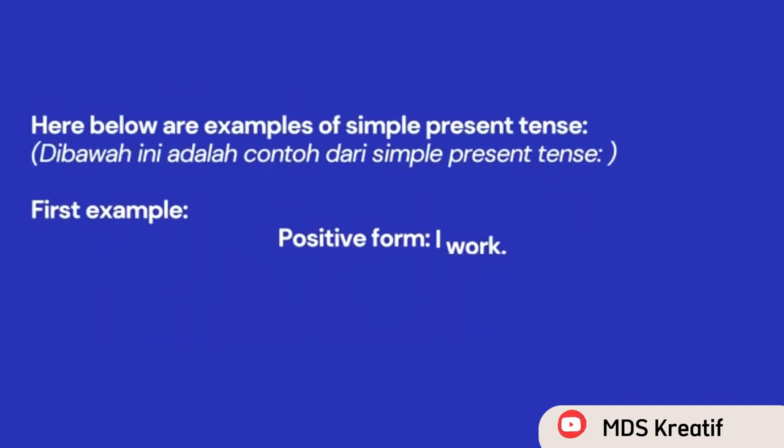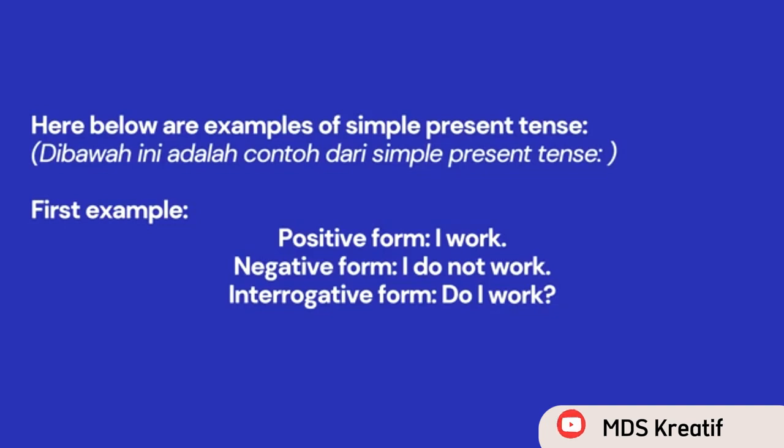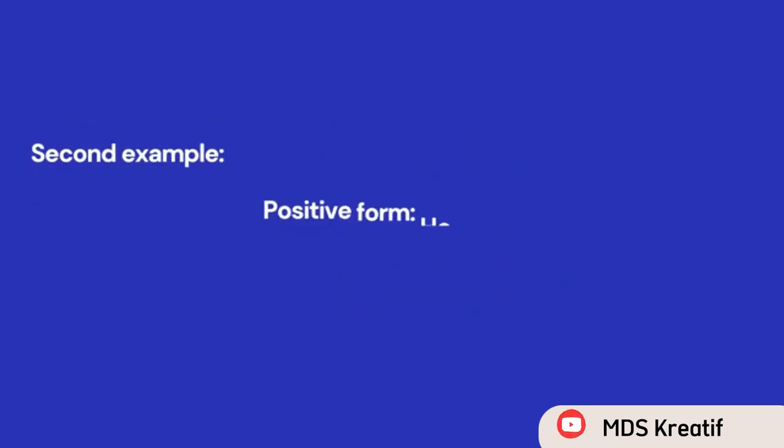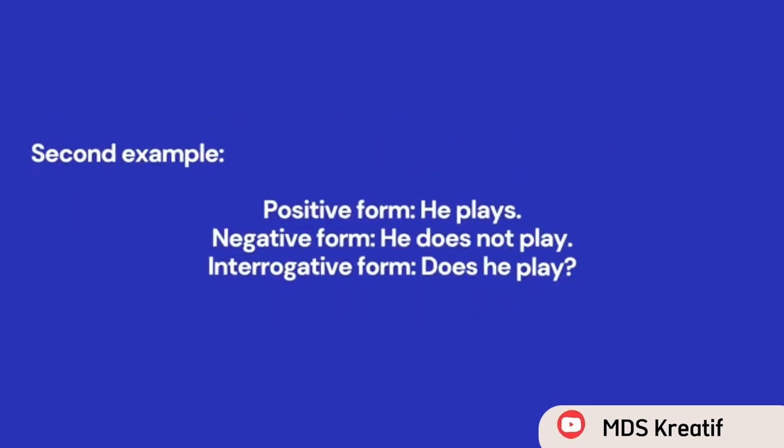Here below are examples of simple present tense. For example, positive form: I work. Negative form: I do not work. Interrogative form: do I work? Second example, positive form: he plays. Negative form: he does not play. Interrogative form: does he play?